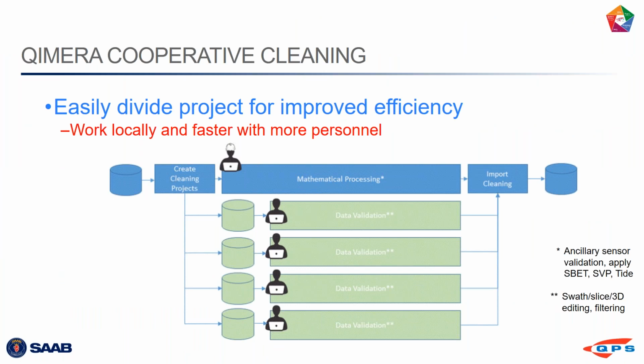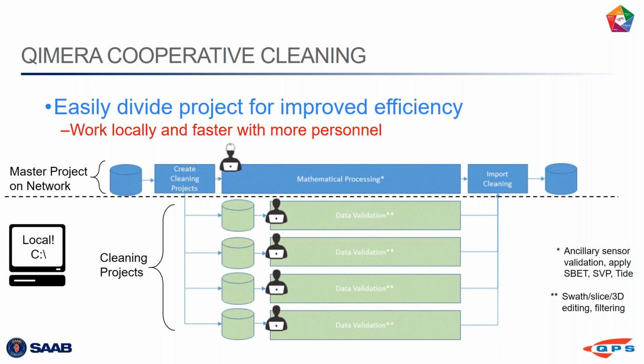That's the name. You can easily divide the project for improved efficiency. And so, yeah, you can break it up. And the key thing is the projects are fully self-contained, so you can send the sub-projects anywhere. So here's how I look at it. You have your master project on a network with a survey chief who maybe is in charge of all the mathematical processing, things like applying the SBET, the sound speed, the tide. He or she's in charge of all of that. And then for the validation, the real time-consuming stuff, you can parse those out into multiple projects quite easily and send those wherever you want, these cleaning projects, including locally.